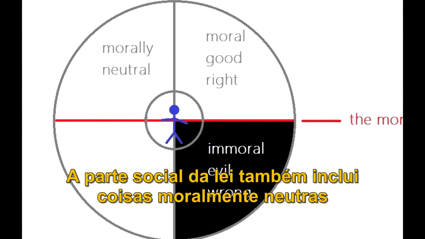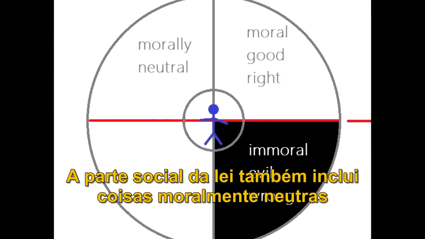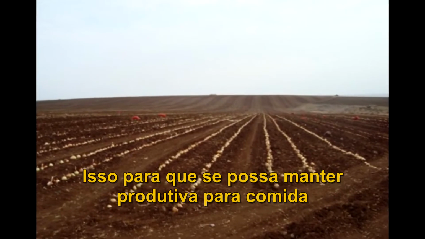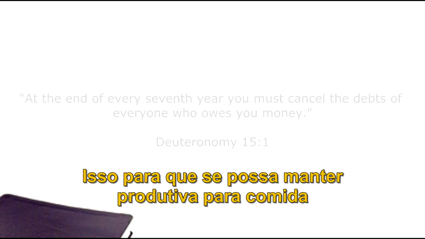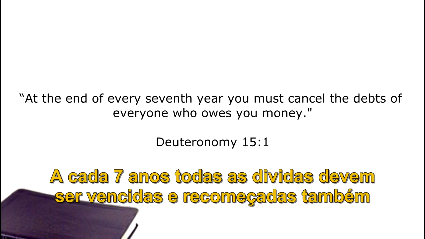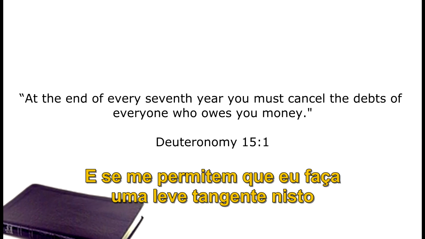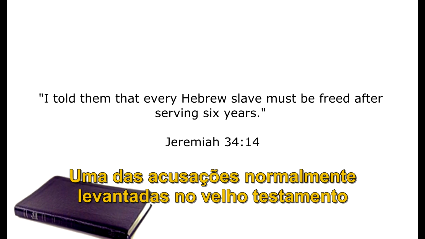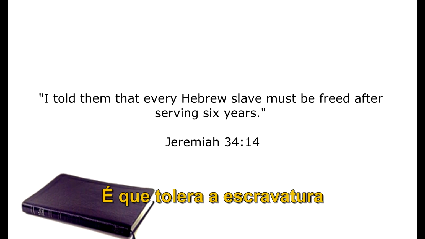The social part of the law also involved instructions on neutral things. For example, it stated that every 7 years farmland should be rested so that it remained productive with food. Every 7 years all debts were to be cancelled and reset too. And if you'll allow me to go off on a slight tangent on that, one of the accusations often levelled at the Old Testament is that it condones slavery.